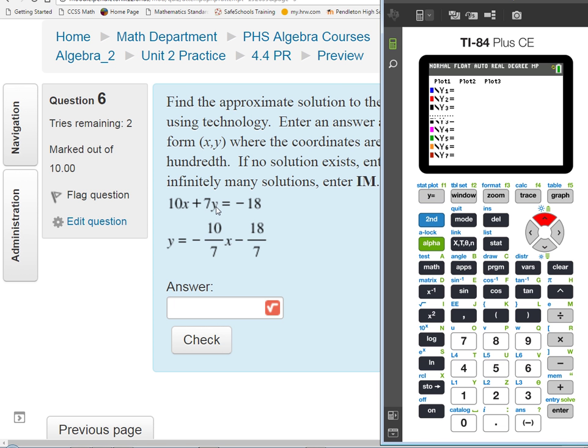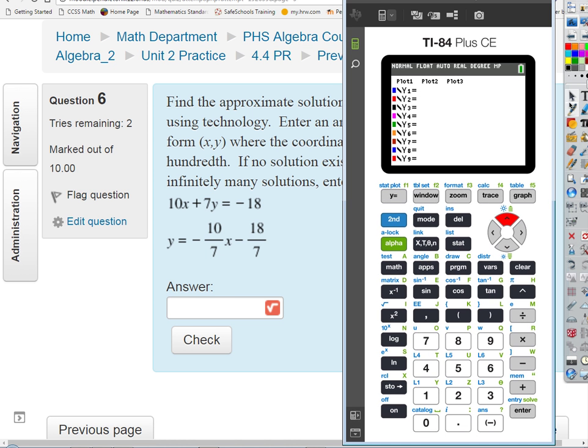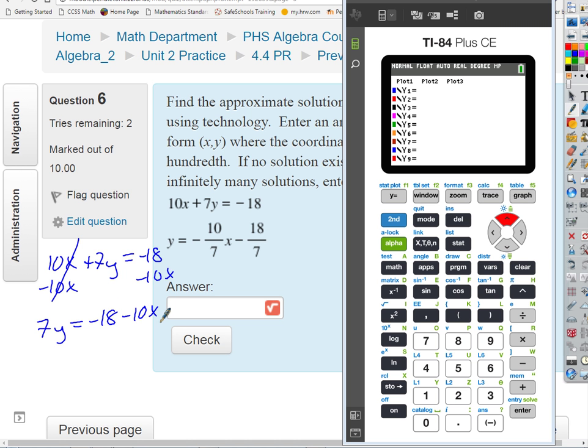Well, here's what the algebra would look like, right? I'd have 10x plus 7y equals negative 18. So I'm going to subtract 10x from both sides, which gives me 7y equals negative 18 minus 10x, and then I divide each side through by 7. Okay, on the calculator, an easy way to do that would just be to say, here's what I do.